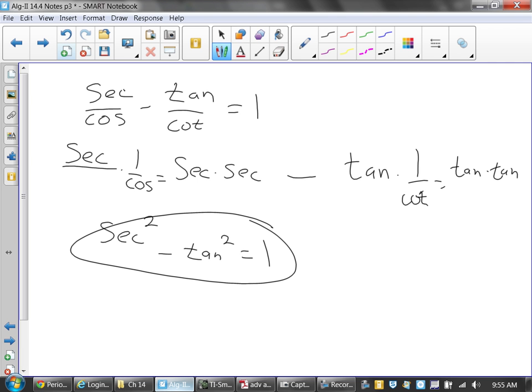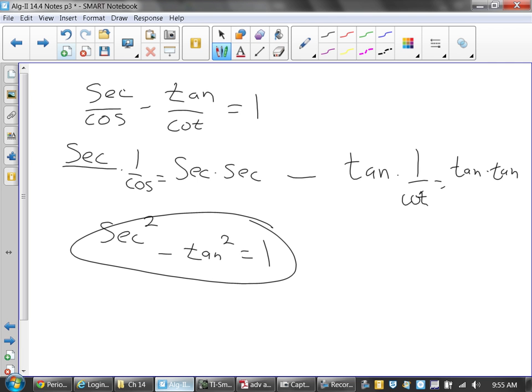Yes, sir. Okay, I feel like I'm confusing myself on the whole diagram. Secant would be minus 1 over cosine. Correct. So you could have done it that way and gotten 1 over cosine squared minus 1 over cotangent squared, which would have brought you back up to secant squared minus tangent squared, which is still equal to 1.